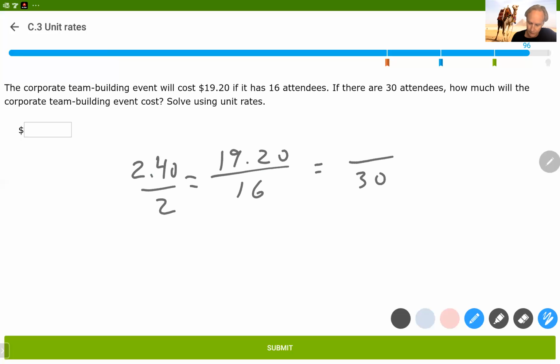240 over 2. We multiply by 15. Well, you know what? Let's put 120 over 1. And we're going to multiply by 30. So that's going to be 360. With 2 decimal places. Is that right? 36. Looks like it.